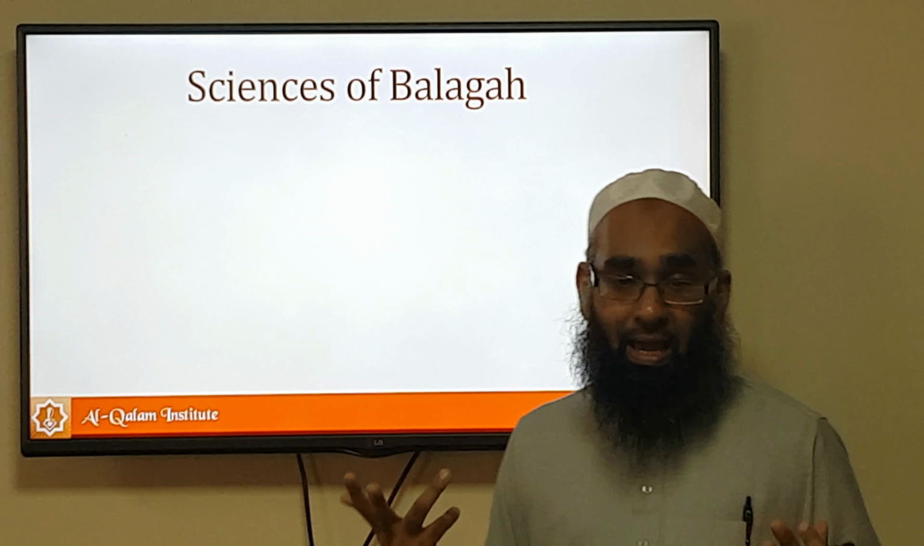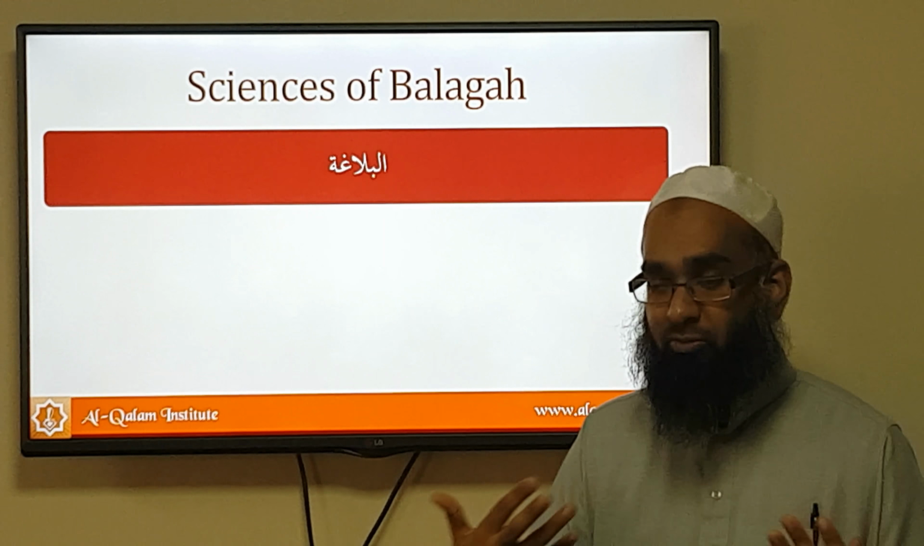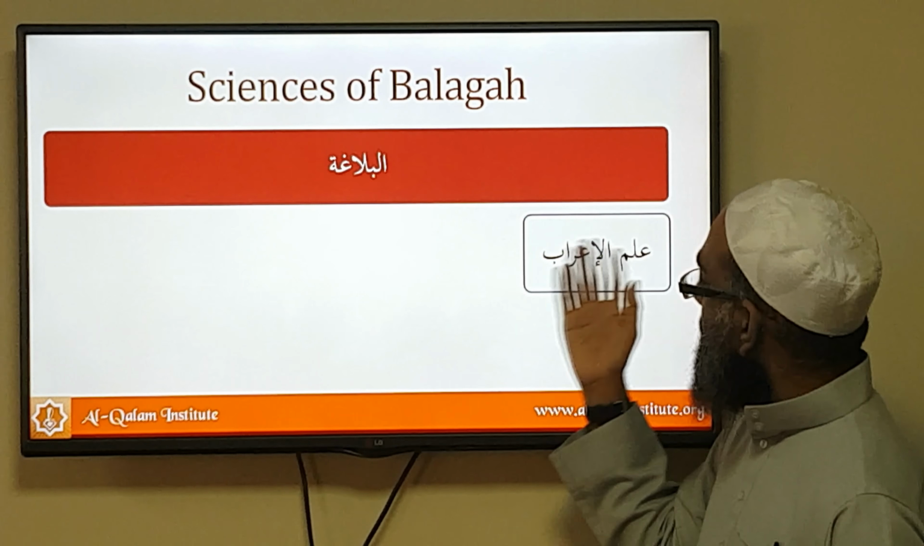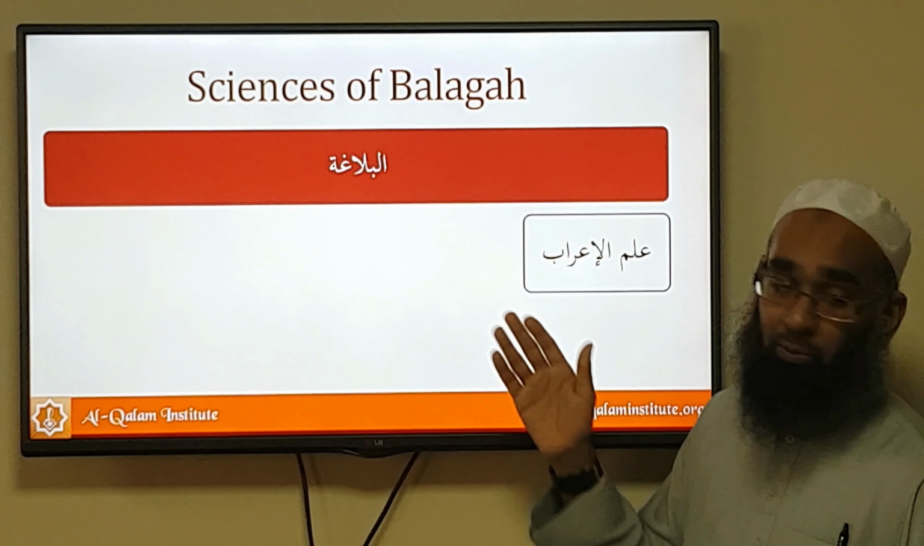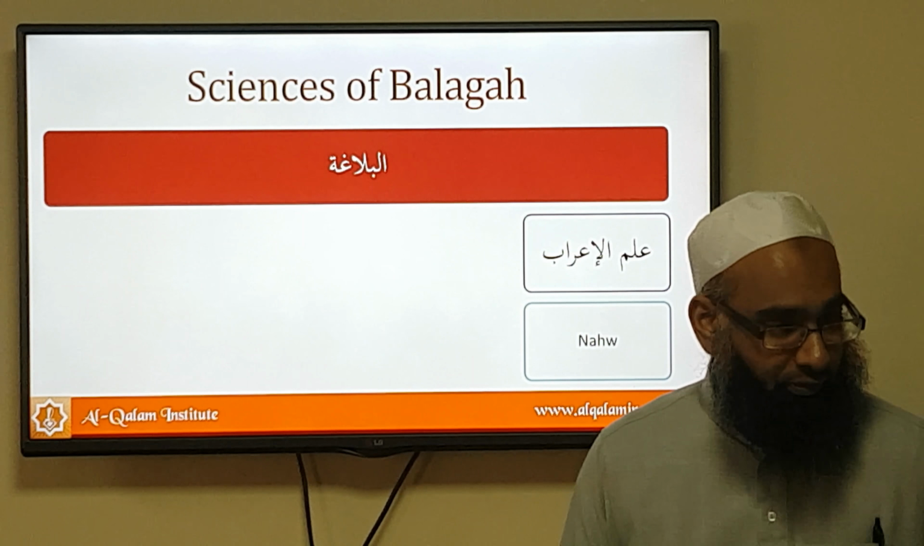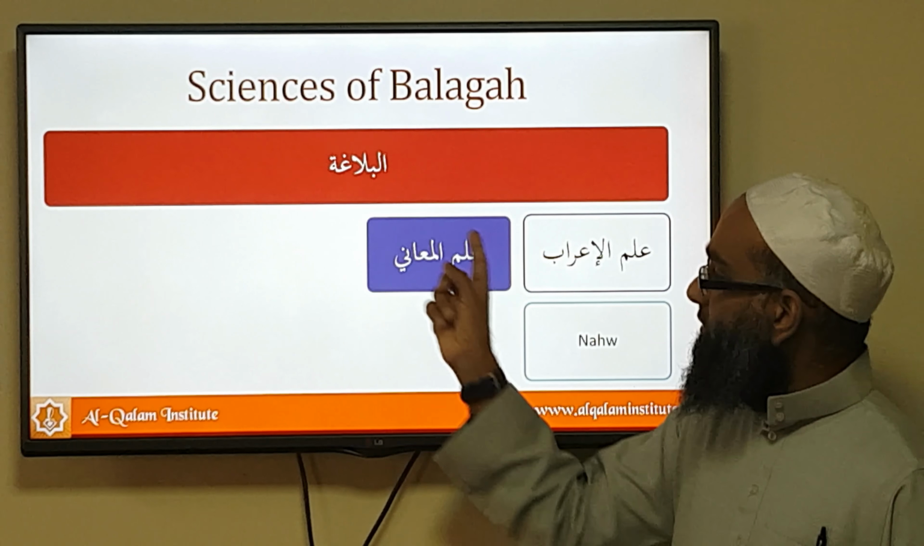Now, balagah, what's balagah made up of? So you have balagah. Okay? What are the requirements of balagah? The first is, it's not really called ilm al-i'rab, but I've called it ilm al-i'rab, so I understand why later on. So you have ilm al-i'rab. What's ilm al-i'rab? Basically nahwa and sarf. So it's not called ilm al-i'rab, but I'm calling it ilm al-i'rab because it's opposite ilm al-ma'ani.